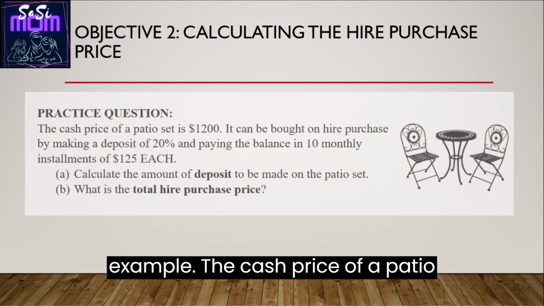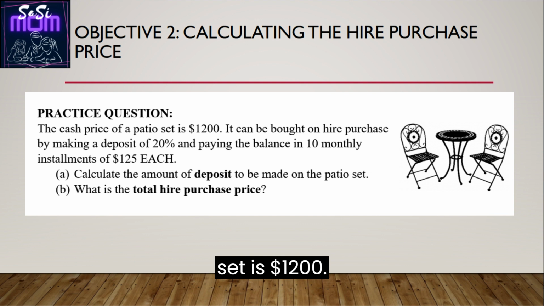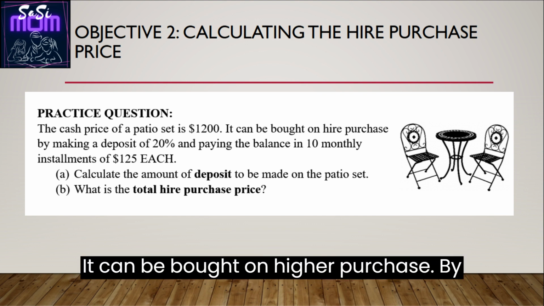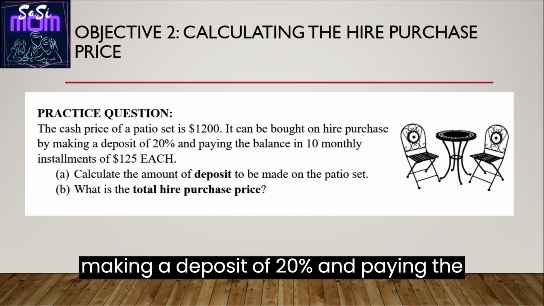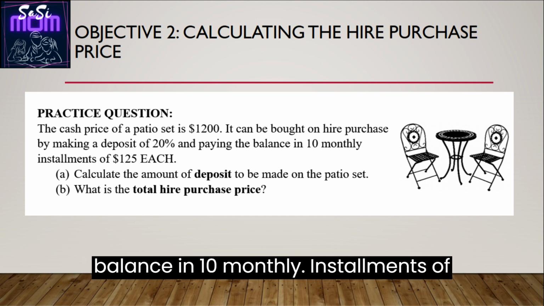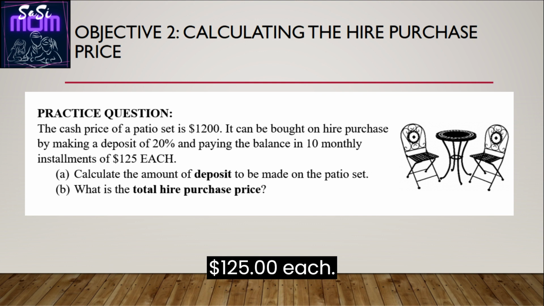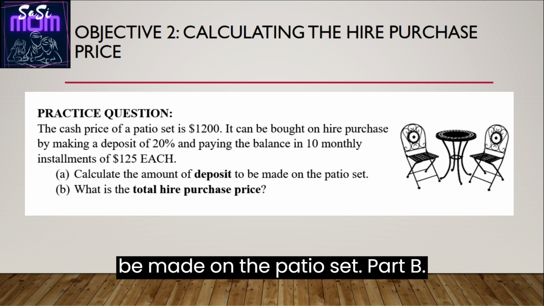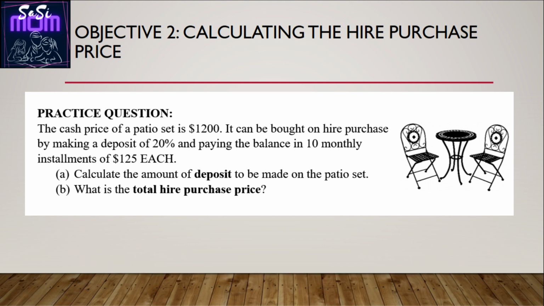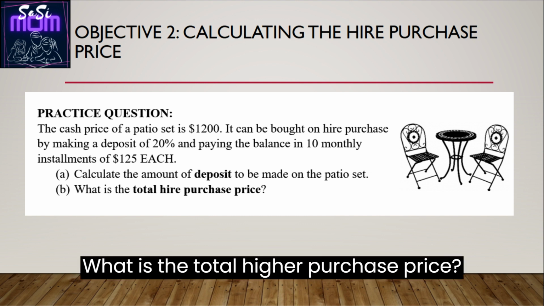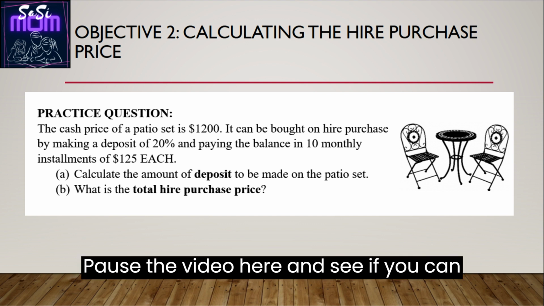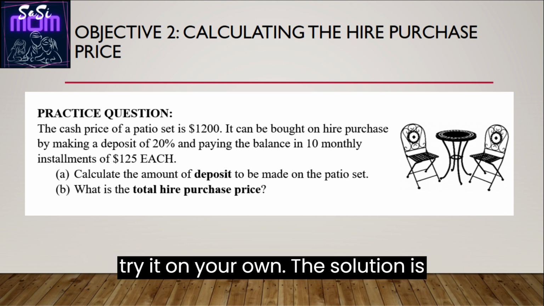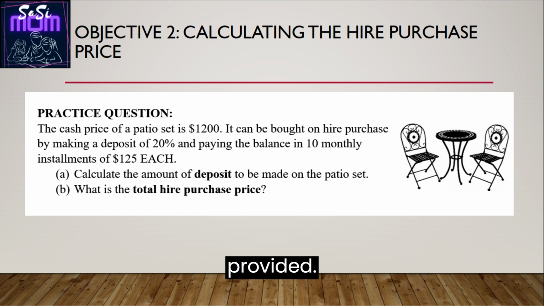Here is an example. The cash price of a patio set is $1,200. It can be bought on hire purchase by making a deposit of 20% and paying the balance in 10 monthly installments of $125 each. Part A. Calculate the amount of deposit to be made on the patio set. Part B. What is the total hire purchase price? Pause the video here and see if you can try it on your own. The solution is provided.